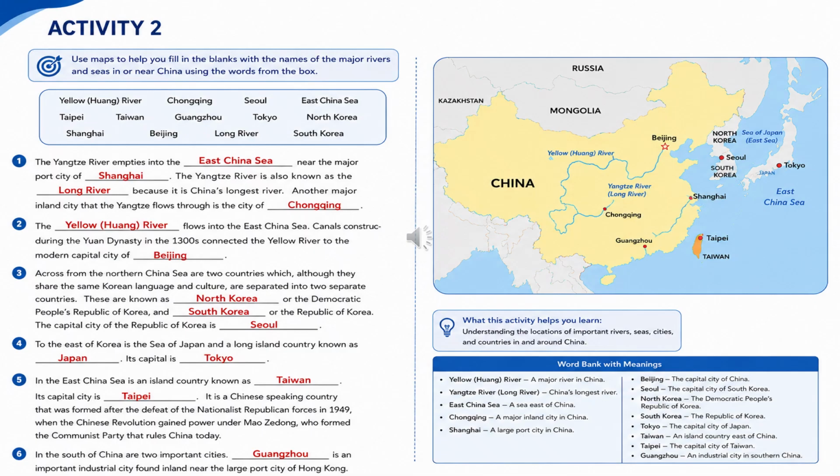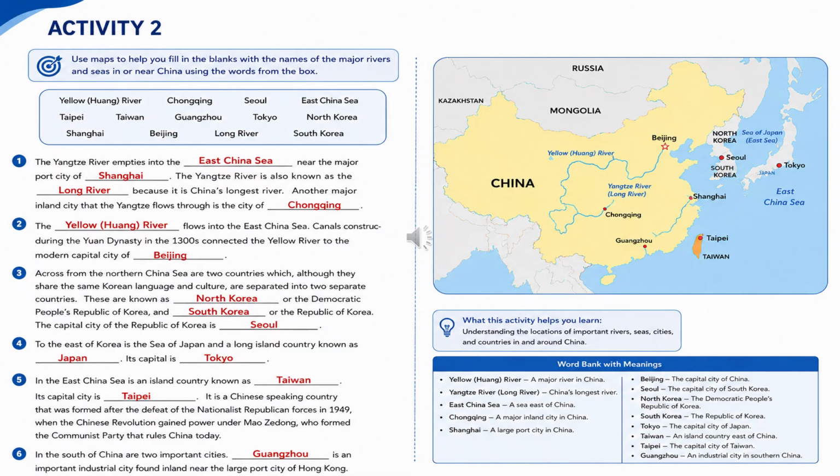Now let's continue with question 3. Across the northern part of the East China Sea, we find two countries that share the same language and culture but are divided into two separate nations. These are North Korea and South Korea. The capital city of South Korea is Seoul. Now, question number 4. To the east of the Korean Peninsula is the island country of Japan. Japan's capital city is Tokyo, one of the largest and most modern cities in the world.